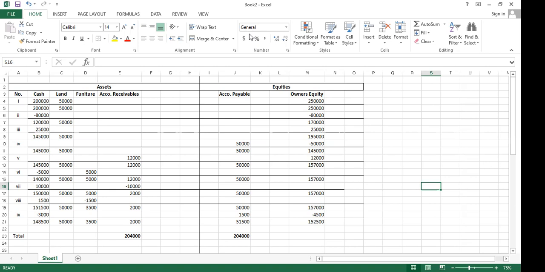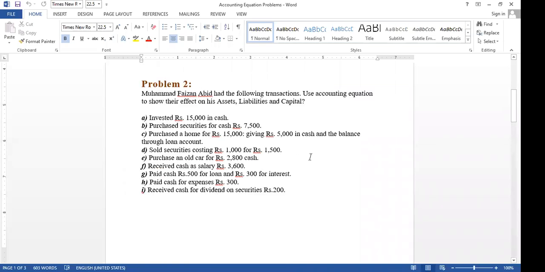Okay sir. Okay. We can get next question. Question number 2. Please read it. I told again, do not mind these names. This I downloaded from a website. Muhammad Faisan Abid had the following transactions. Use accounting equation to show their effect on his assets, liabilities, and capital.